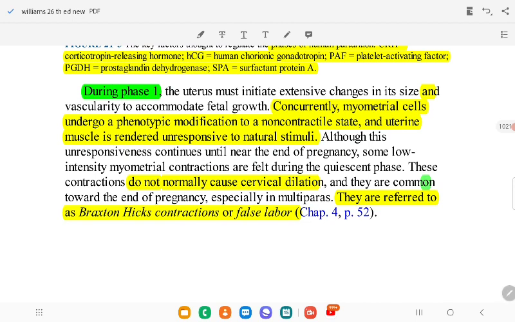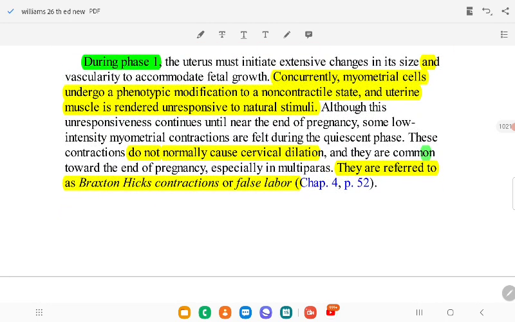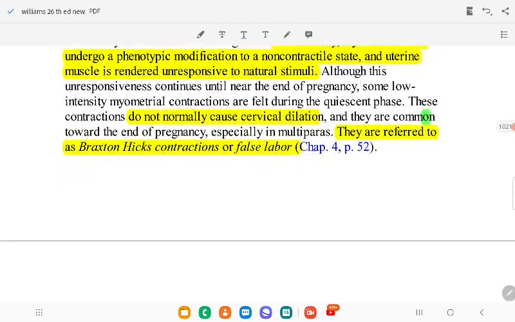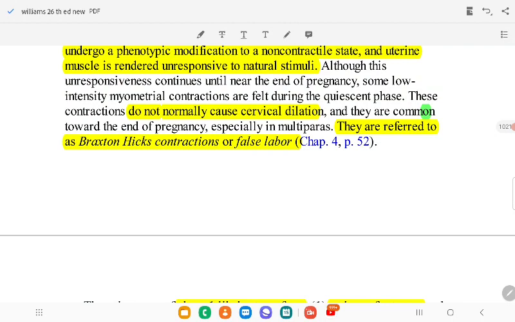Concurrently, the myometrial cells undergo phenotype modification to a non-contractile state, and the uterine muscle remains unresponsive to natural stimuli. Some low intensity myometrial contractions are felt during this quiescence phase, called Braxton Hicks contractions or false labor, which don't normally cause cervical dilatation. They are common toward the end of pregnancy, especially in multiparous women.